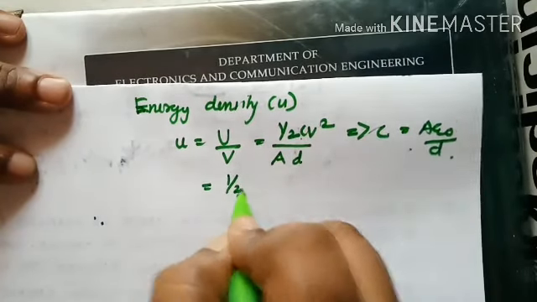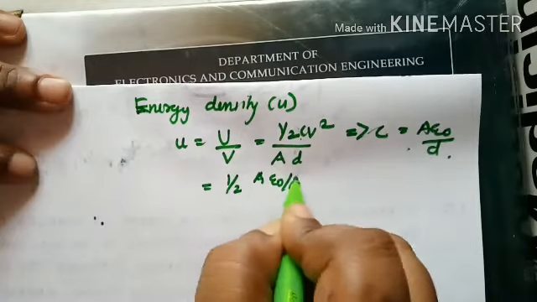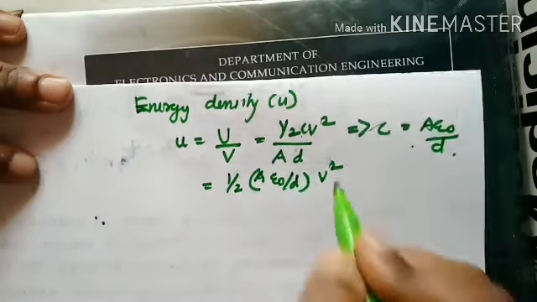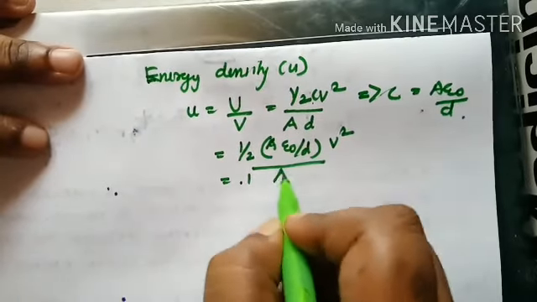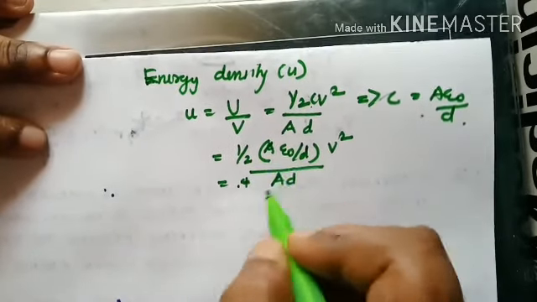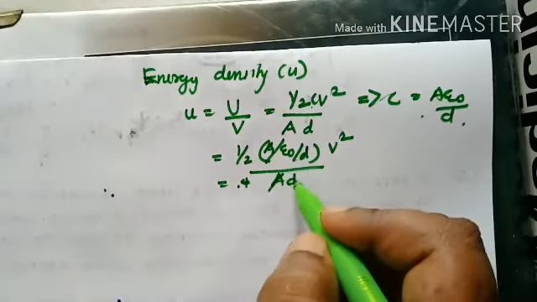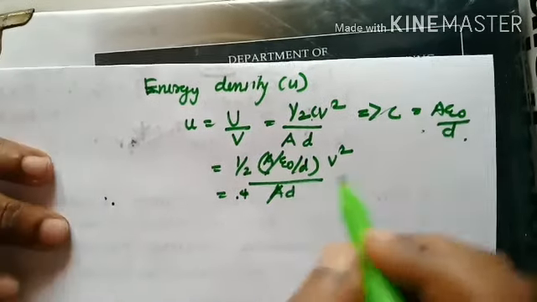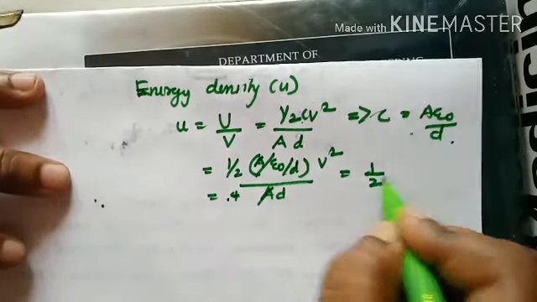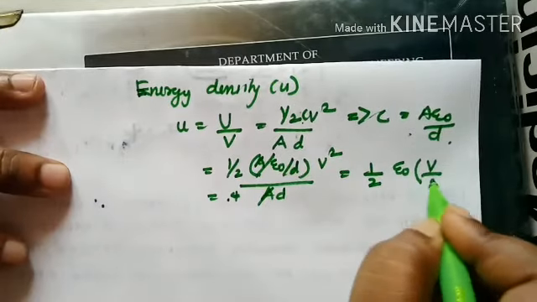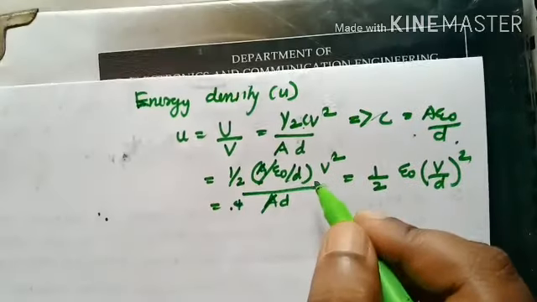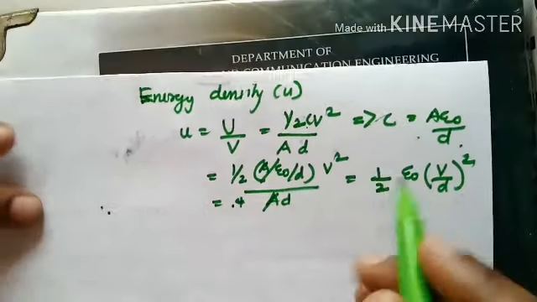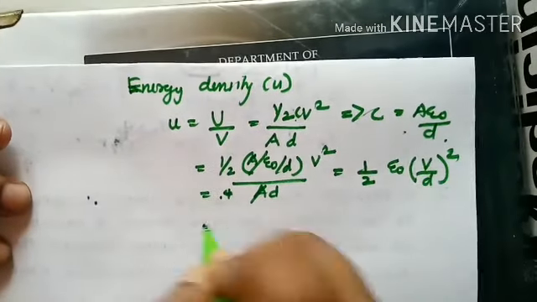So it becomes half into A epsilon naught by D into V squared. The denominator is AD, right? So A and A cancel off and D comes down, so it becomes D squared. So it becomes half epsilon naught into (V by D) whole squared, because V squared is there and D squared is also there, right?